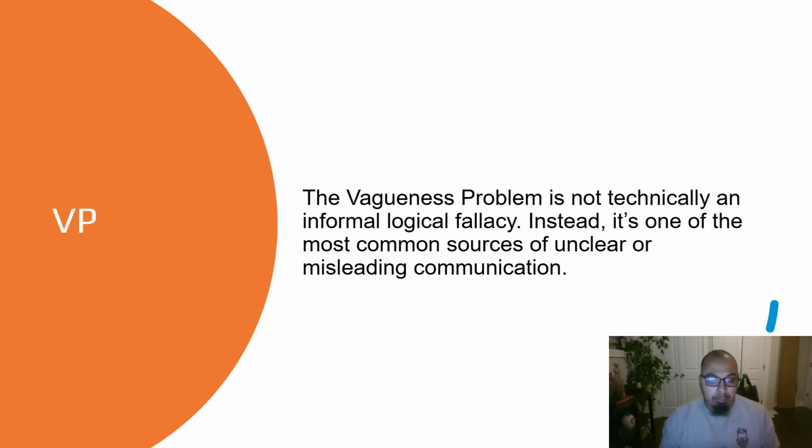So today, as I mentioned, we're talking about vagueness, and one important thing to know right away, according to the reading, is that vagueness is not technically an informal logical fallacy. Instead, it's one of the most common sources of unclear or misleading communication. So even though it's not a fallacy in the strict sense, vagueness still causes serious problems in reasoning, argumentation, and everyday conversation, which is why we study it alongside fallacies.